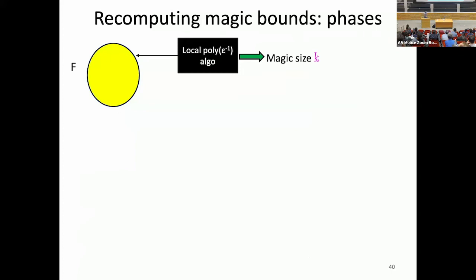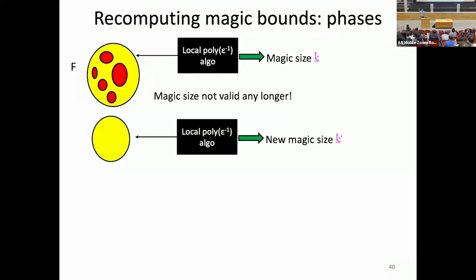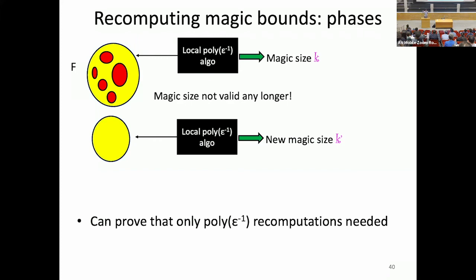Unfortunately, we're not done yet, because, as I said, this bound k depends on what the free set is. As you're partitioning more and more, you are going to be clustering out various portions of the free set, this red part, and so the free set shrinks. And then that size is not valid any longer. So then you have to recompute it, and you get a new size for that F. And you can prove that only polynomial in 1 over epsilon recomputations are needed. If this missed you, it's okay. Don't worry about that.